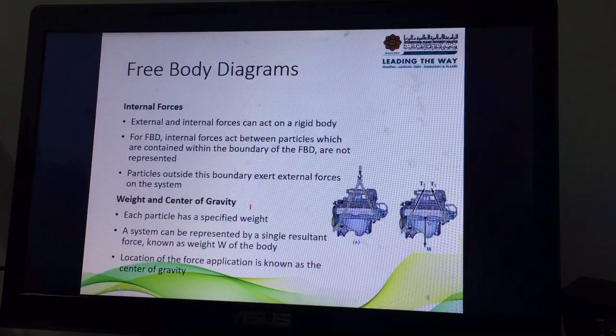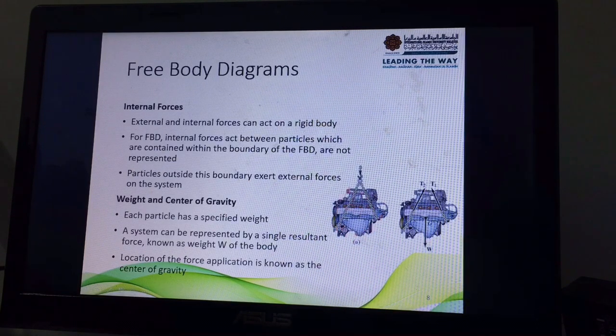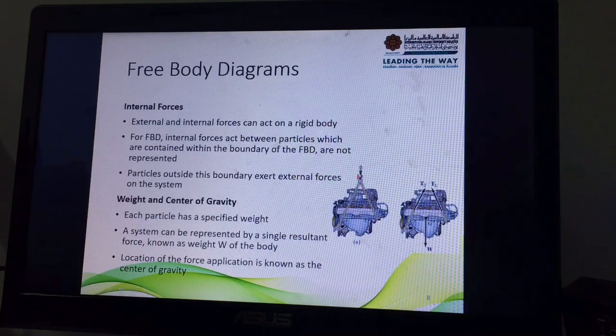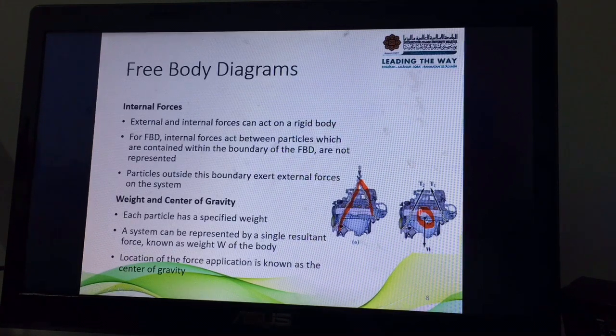So for instance, for this free body diagram here, this is a car's engine. All right. So let's say in 2D, then basically you have two chains connected to the hook here. If you want to draw the free body diagram, you have the weight of the engine acting at the center of gravity. This center of gravity we learn in chapter 9.